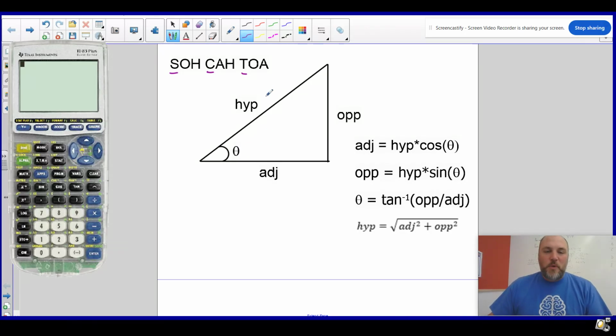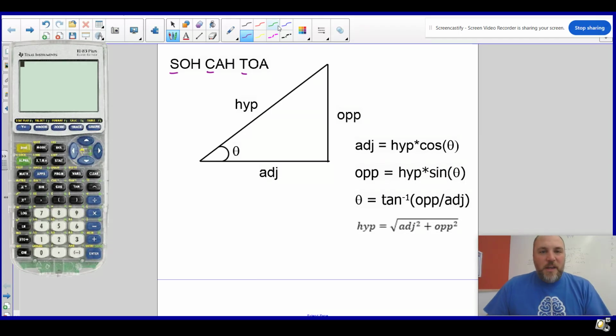So for example, if we're given a hypotenuse, which often we're going to be given an initial velocity, and we want to break it into the adjacent and opposite sides, the adjacent is just hypotenuse times cosine of the angle, and the opposite side would be hypotenuse times the sine of the angle.